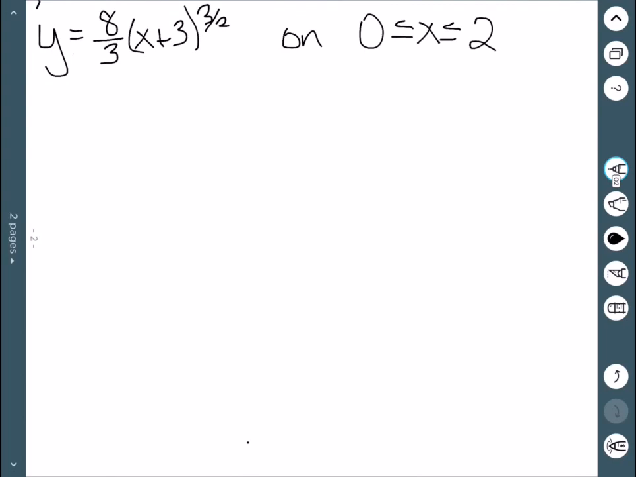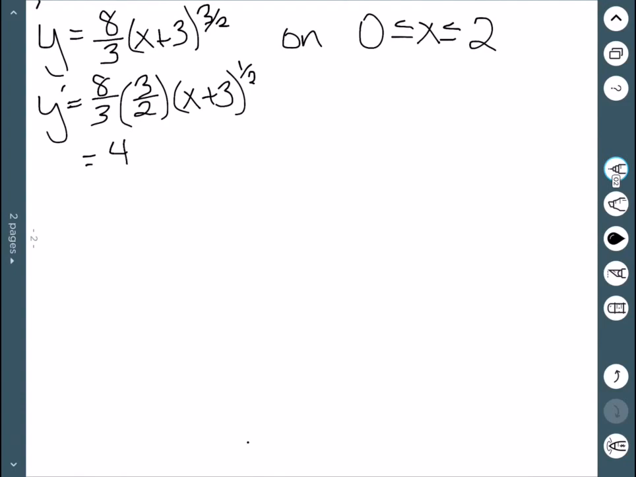We'll start with this example. Y equals 8 over 3 times x plus 3 to the 3 halves on the interval 0 less than or equal to x less than or equal to 2. The first step in finding any arc length is to take the derivative. So we'll use different notation and say y prime. This is 8 over 3. We bring our exponent down and subtract 1. In addition, we need to multiply by the derivative of the inside, but in this case, that's just 1.